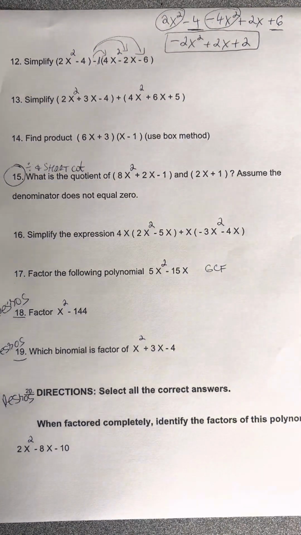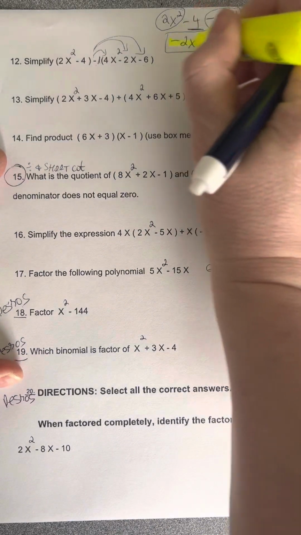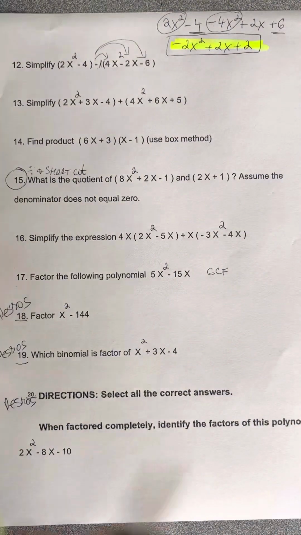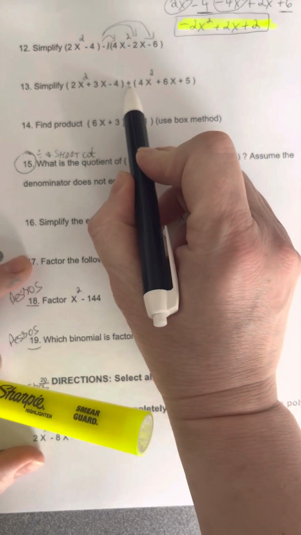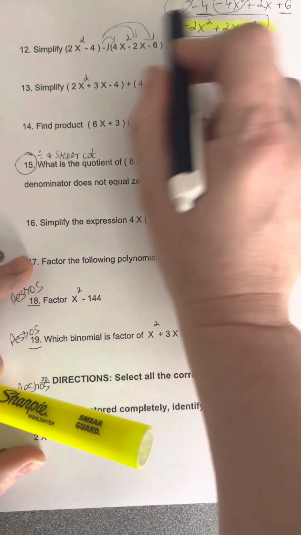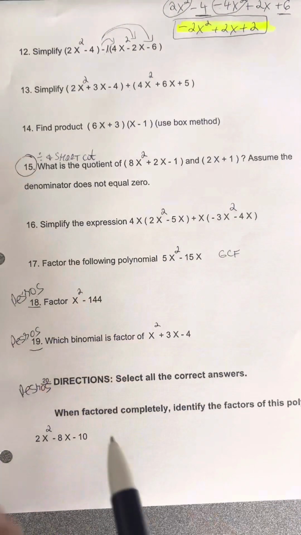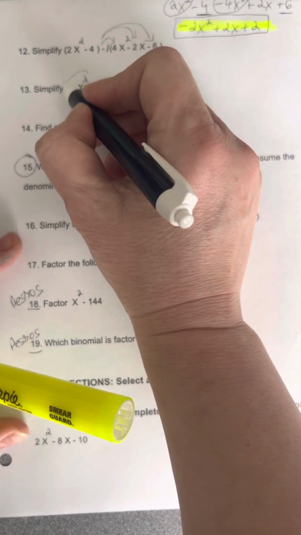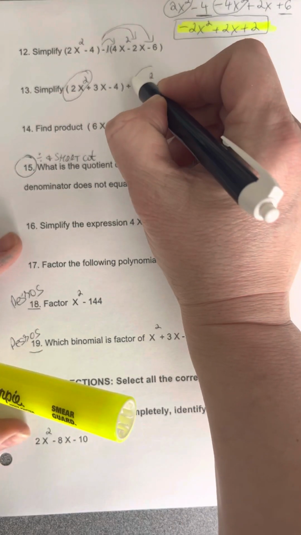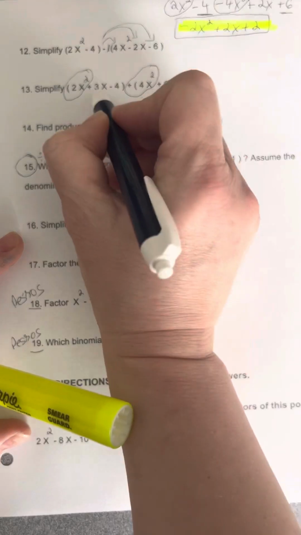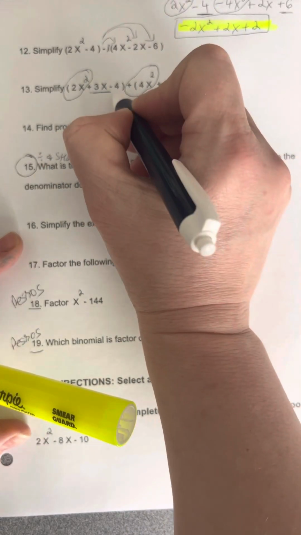Now, let me highlight it real quick. All right, let's do number 13. Number 13, see that plus here? So we could just start combining like terms right there. We don't have to distribute anything. So put these two together because these are square powers. Then these two will go together, and then the numbers.